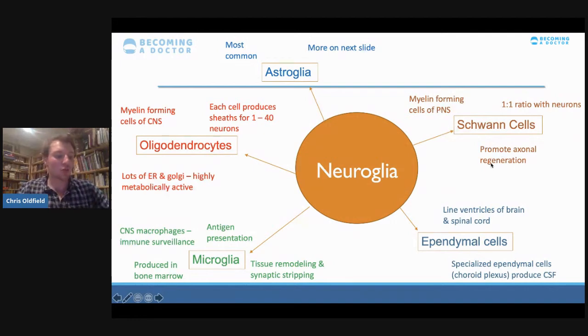An interesting thing about Schwann cells is that they're able to promote axonal regeneration. You may have heard that your central nervous system can't regenerate. So if you were to have an accident and you cut your spinal cord, you would not be able to regenerate those nerves that get damaged. Whereas if I were to lose some sensation to my finger, then the nerves that supply it may be able to regrow. And that's because of the ability of Schwann cells.